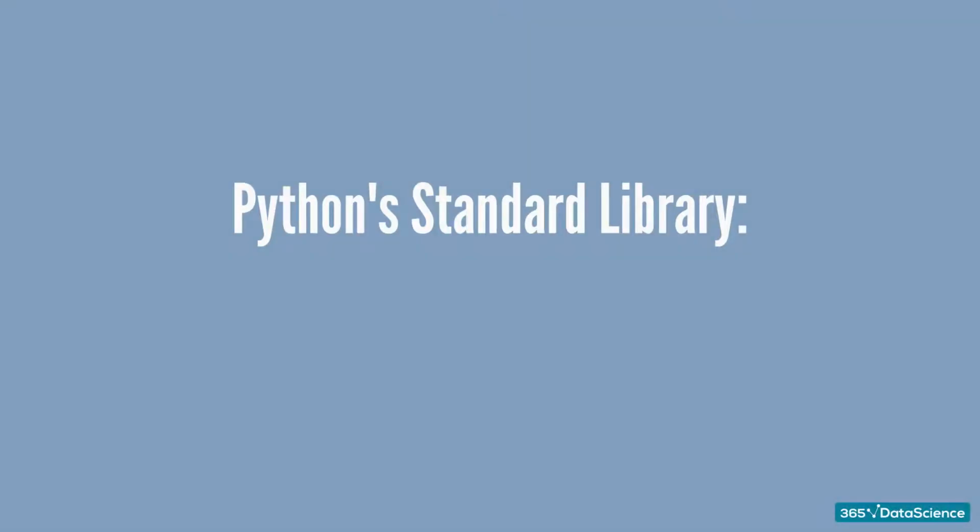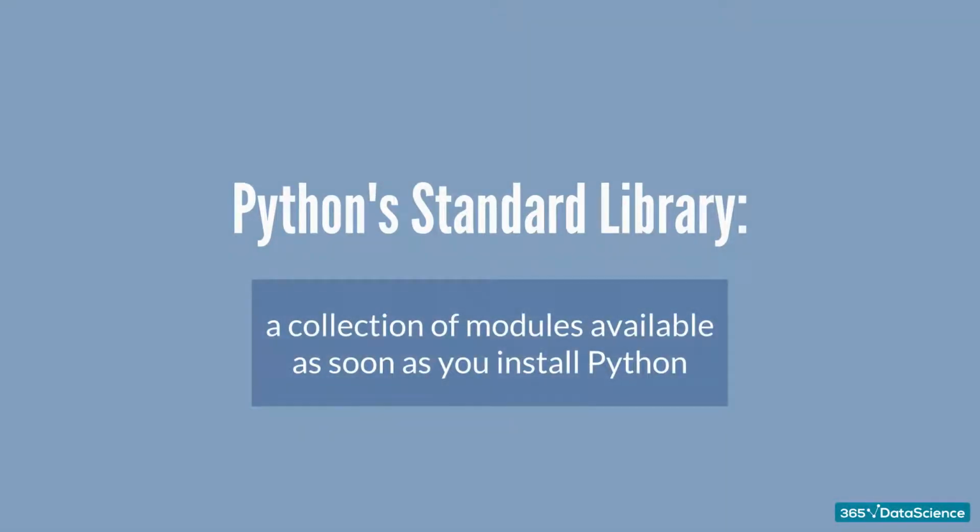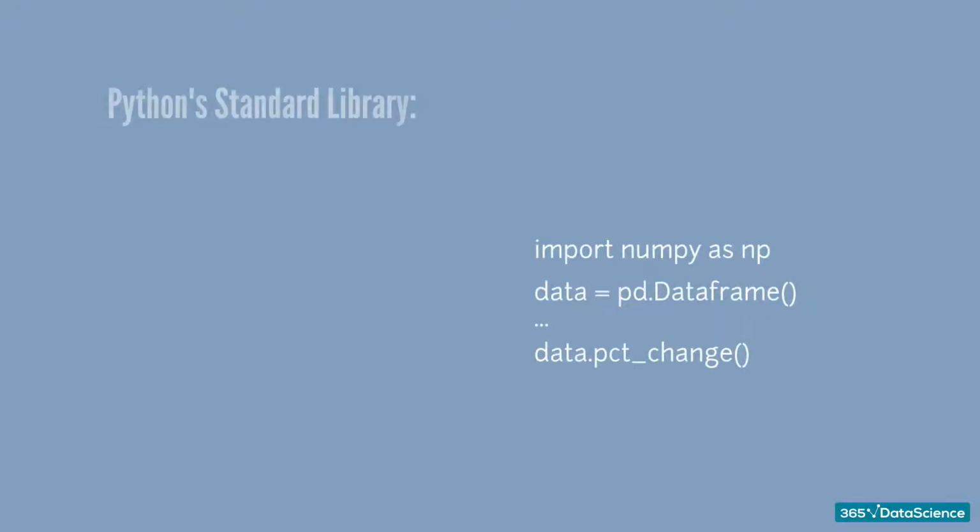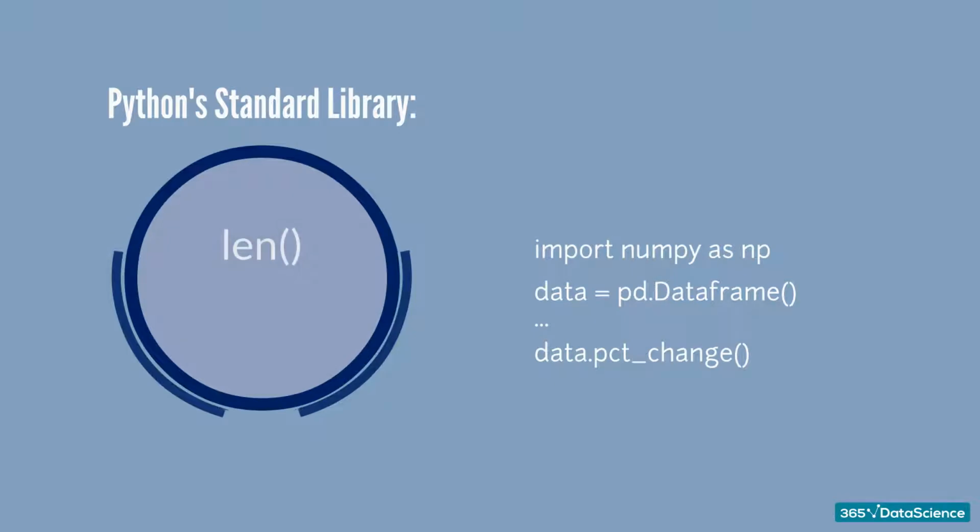Python's standard library is a collection of modules available as soon as you install Python. Do you remember the built-in function len we used earlier in the course? We used it directly, and we didn't have to write down code manually, counting the number of elements in an object, right? Similarly, we used the methods from the list class to extend a list, and we didn't have to define a method on our own before applying it.